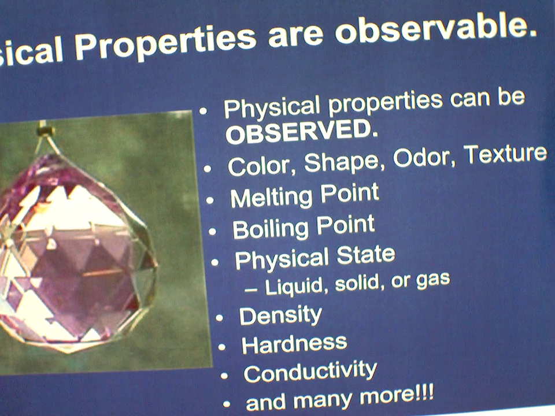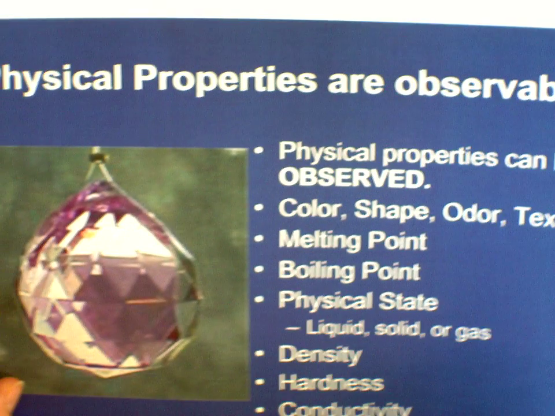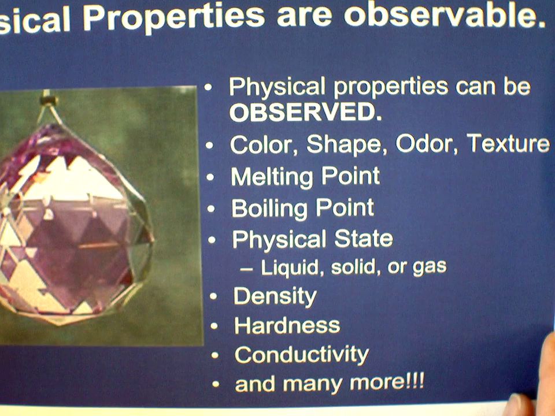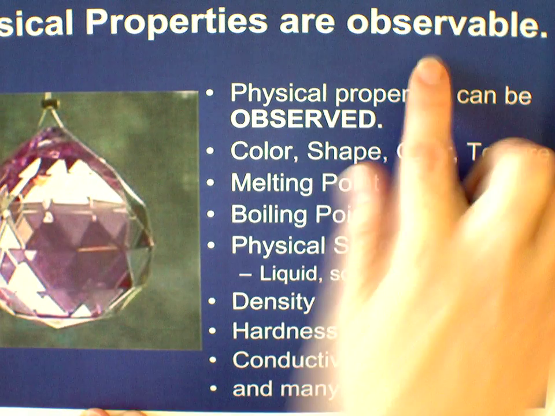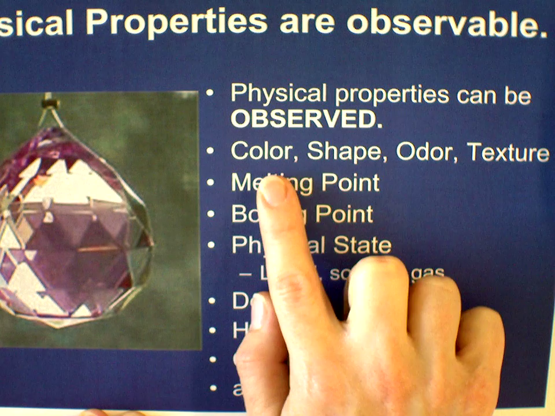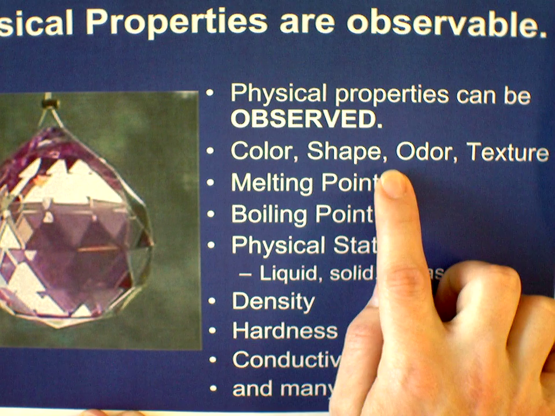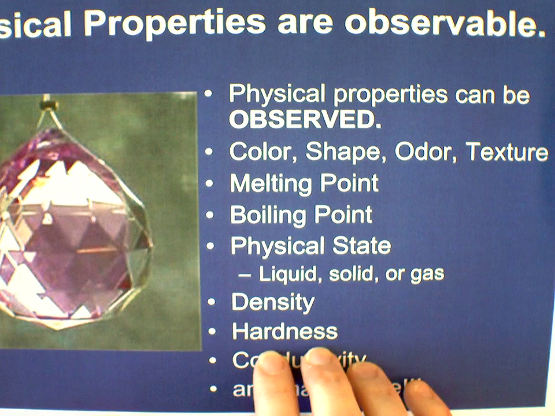So we have physical properties of matter. Physical properties are observable. You can see them, you can feel them. Physical properties can be measured by observation. So some examples: color, shape, odor, texture. Those are all physical properties of matter.